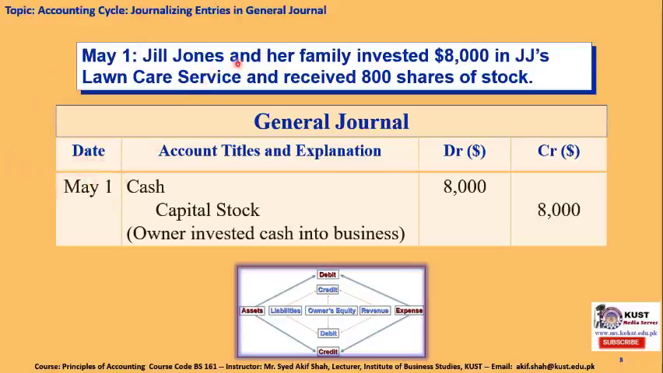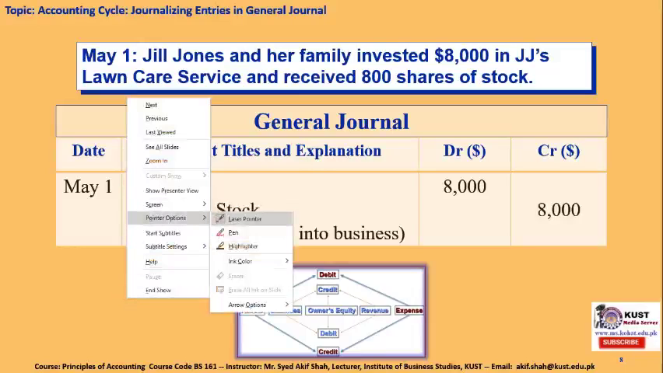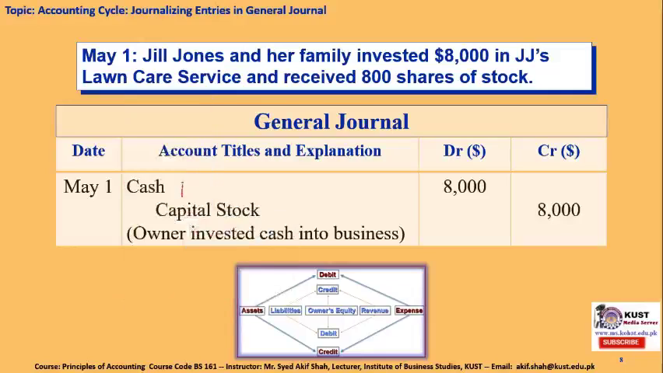And as we have analyzed the transaction that the cash level with the company has increased, therefore we have given a debit entry first because cash has been debited. And the capital stock has also increased, so we have given a credit entry for capital stock, because when there is increase in the owner's equity, we have to record it with a credit entry. So we have mentioned it in our credit column.